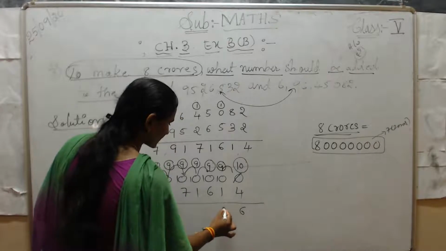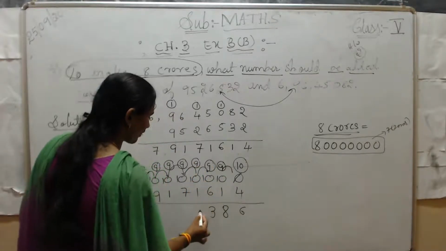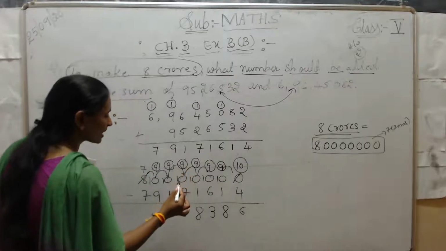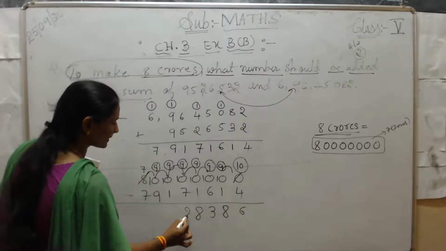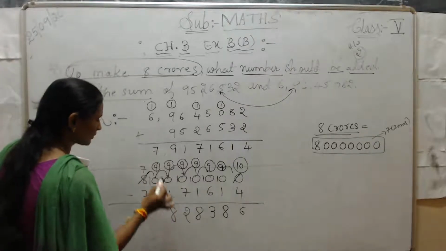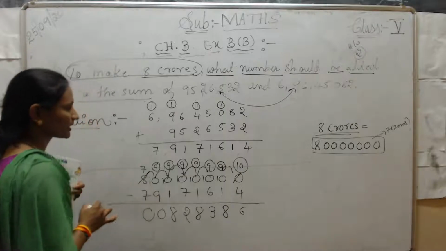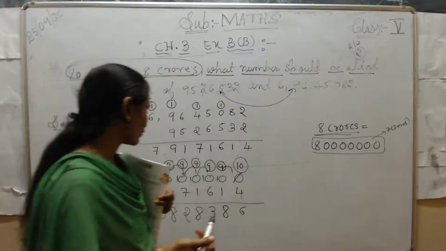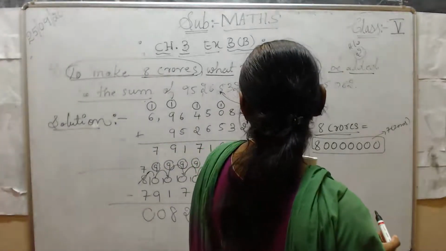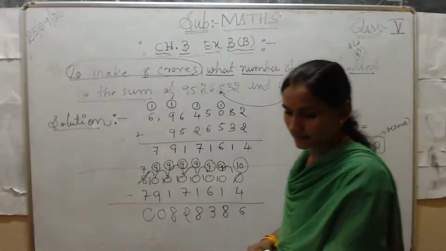9 minus 1 is 8. 9 minus 6 is 3. 9 minus 1 is 8. 9 minus 7 is 2. 9 minus 1 is 8. 9 minus 9 is 0. 7 minus 7 is 0. Students, what is the answer? 8 lakh 48,386. That is the answer.